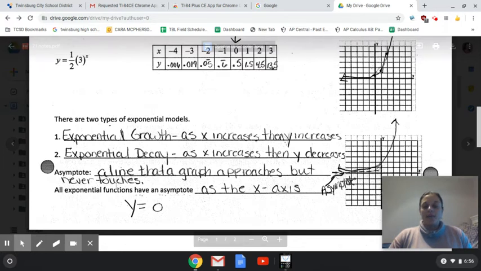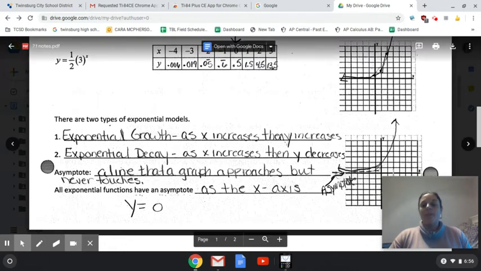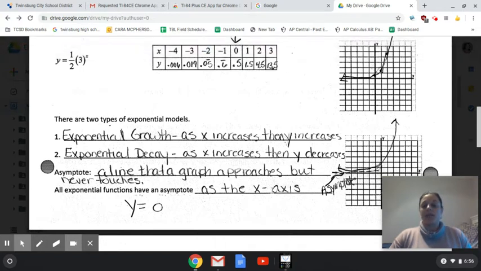What's going to happen with these graphs? These graphs are going to get incredibly close to the x-axis, to that y=0 line, but never actually touch it. And that's true for all of the exponential functions we're going to work with. They're always going to have an asymptote on the x-axis, or you could call it y=0 if you prefer.